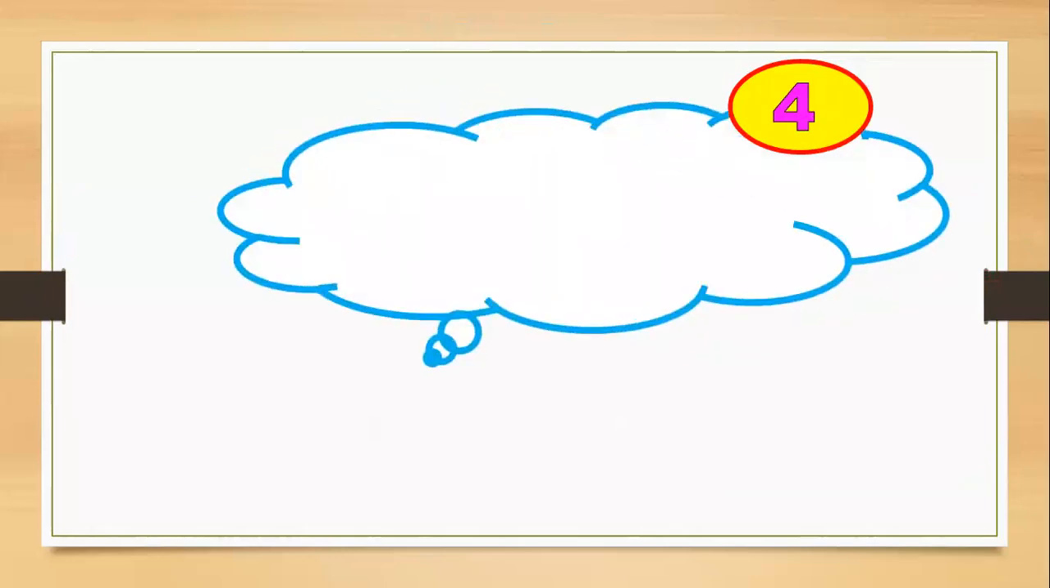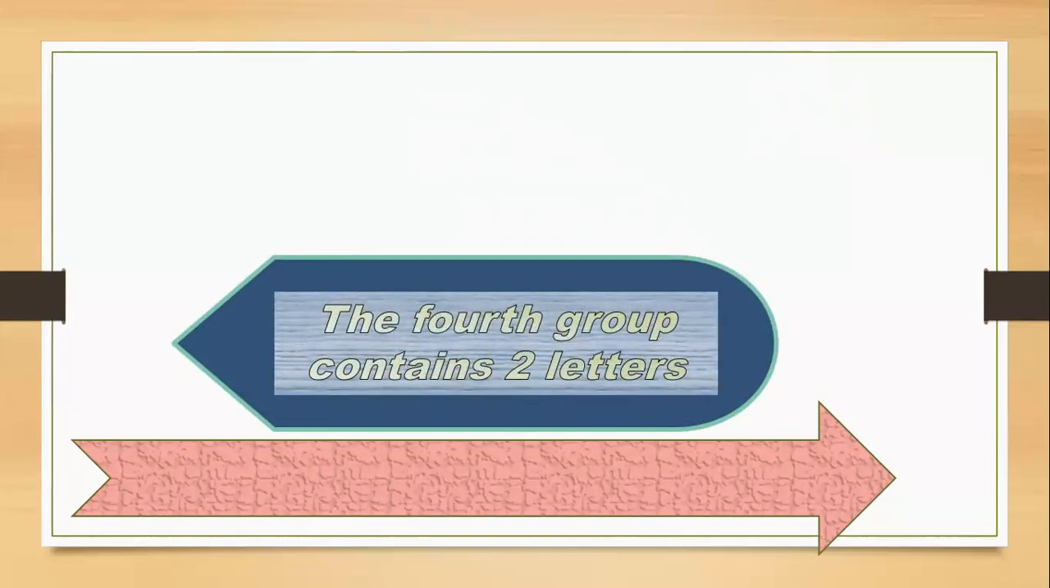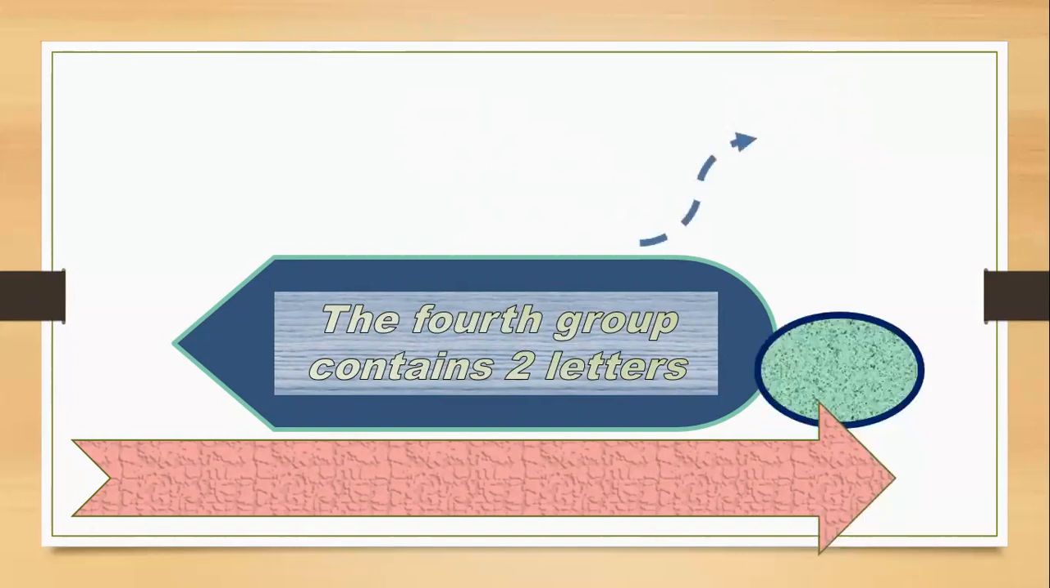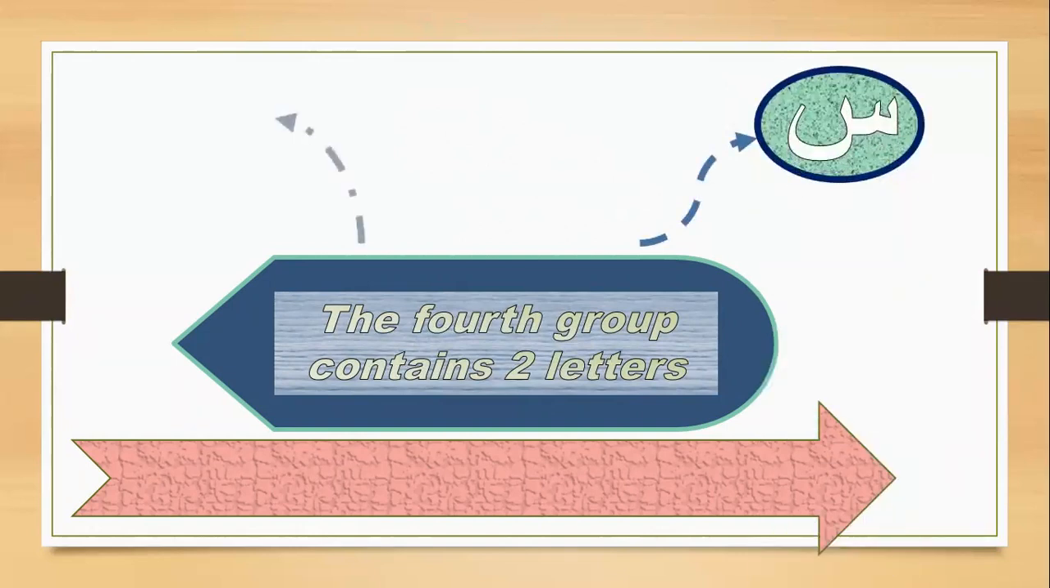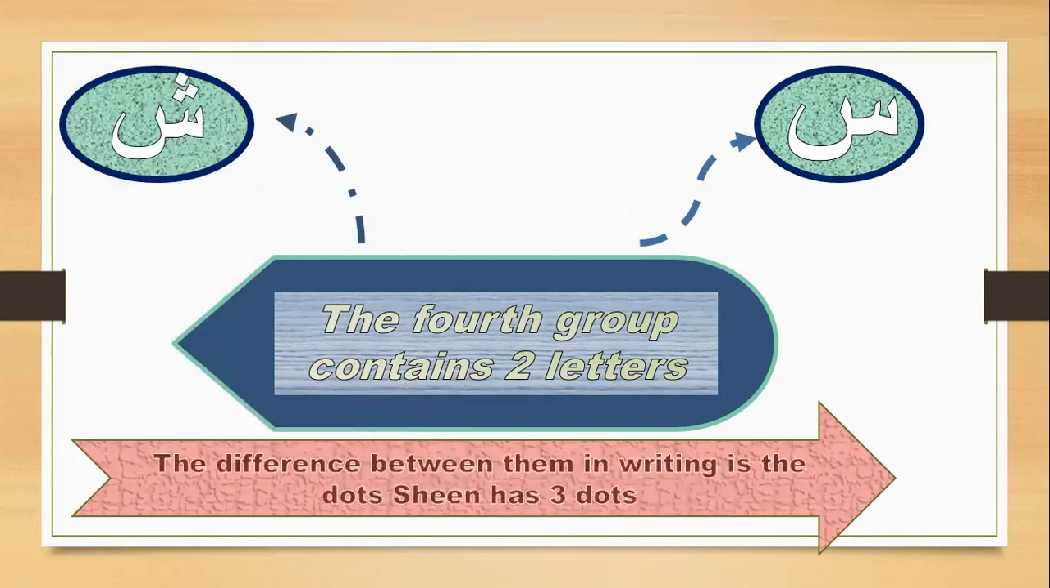Let's go to the fourth group, sheen and seen. The fourth group contains two letters, sheen and seen. The difference between them in writing is the dots. Sheen has three dots.